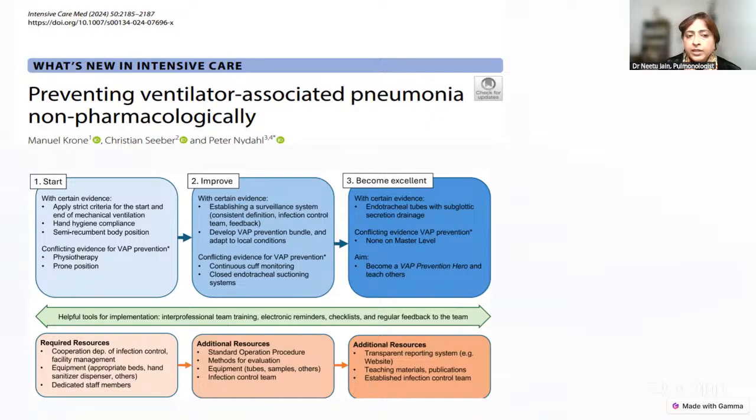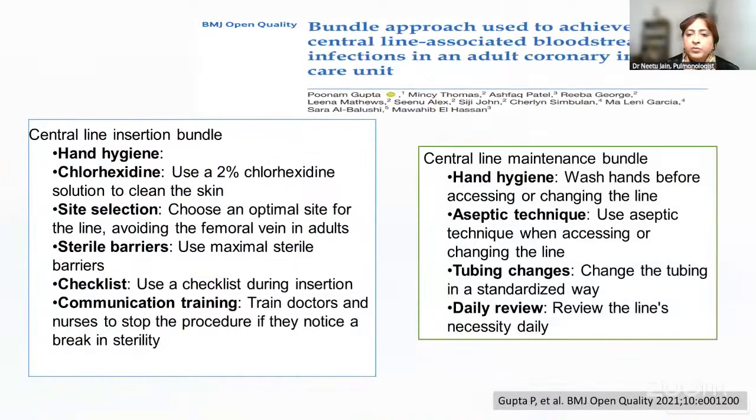For CRBSI, there is an insertion bundle and a maintenance bundle. For both of them, hand hygiene is the most important part, and cleaning the area with 2% chlorhexidine is a must. Choose an optimal site for central venous catheter insertion and try to avoid the femoral vein.